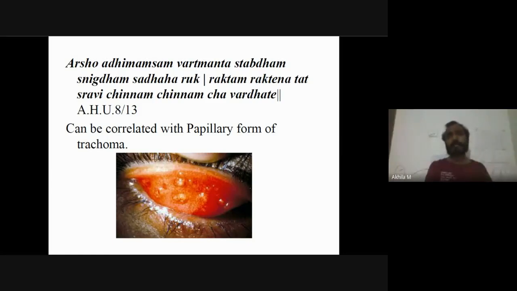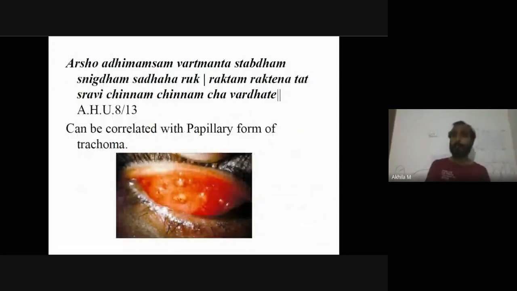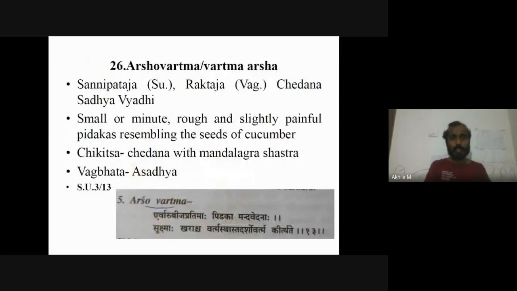There will be some discharge with blood. Chinnam chinnam cha vartate. When we are removing it, new eruptions will occur. So this condition is called Varma Arsha. It can be correlated with the papillary form of trachoma. In the severe form of trachoma, there are some papillary eruptions and the palpebral conjunctiva is involved. So that condition can be correlated with Varma Arsha or Arsho Varma.